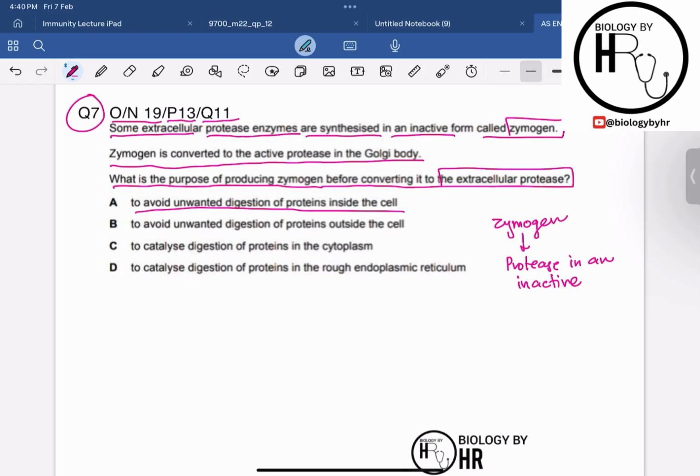So hence the correct answer over here would be option A, to prevent, or you can say to avoid, the unwanted digestion of the proteins inside the cells, to prevent the unwanted digestion of the proteins which may be useful to the cell, right? So hence the correct answer over here to question 7 is option A.